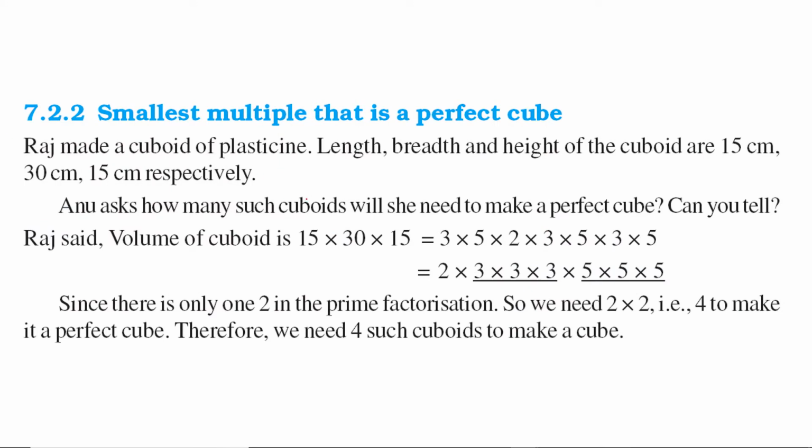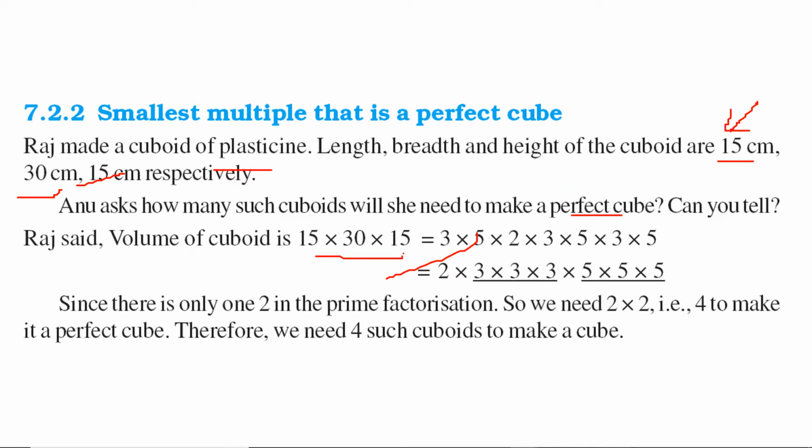Smallest multiple that is a perfect cube. So let us take an example. Now Raj made a cuboid of plasticine. Length, breadth and height of the cuboid are 15, 30 and 15, right? So Anu now asks how many such cuboids can be taken to make a perfect cube. Now can you tell? Let us see.